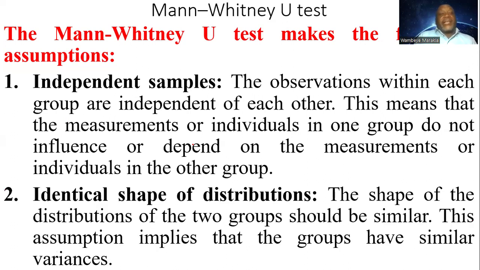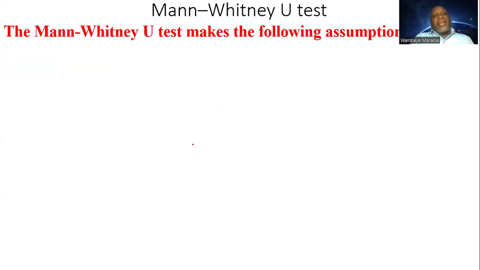Another thing is that we have identical distribution. The shape of the distribution of the two groups should be similar. So if you are using 10 samples in one group, then the other group also should have 10 samples. If you are using 11 samples in one group, then the other group should have 11 samples. So they should be similar. You should not have one group having a greater number of participants and the other having fewer. We should have similar participants in both groups.